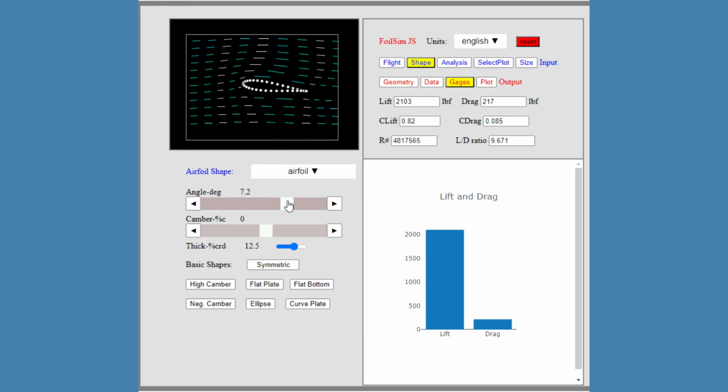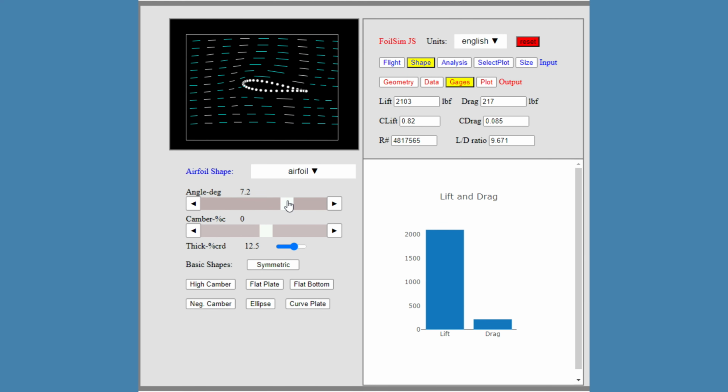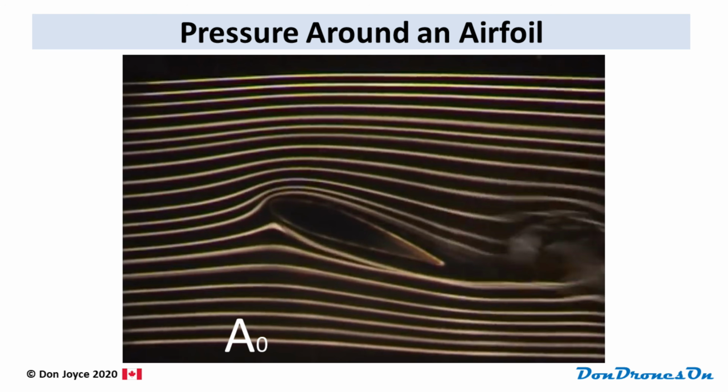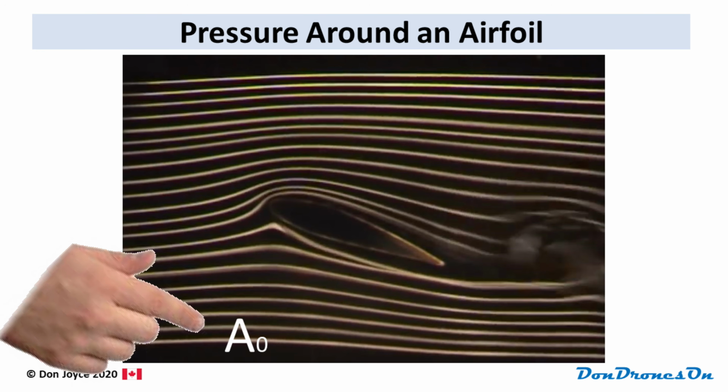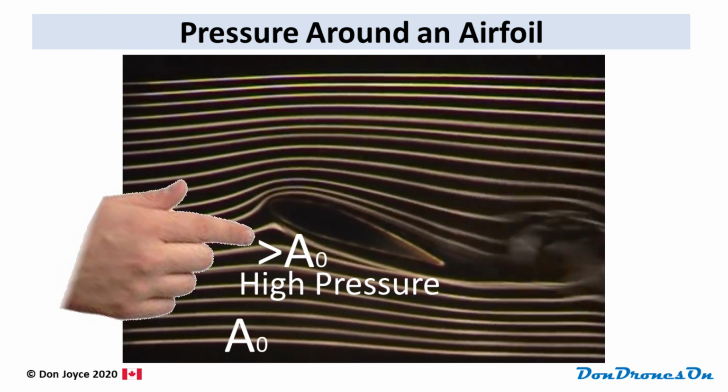But wait, there's more, as they say on TV. Remember I said that when an airflow is curved, the pressure is less on the inside of the curve than on the outside of the curve. Well, way down here under the wing, the air pressure is simply atmospheric pressure. I'll call it A0. But up here closer to the wing, the pressure must be higher than A0.